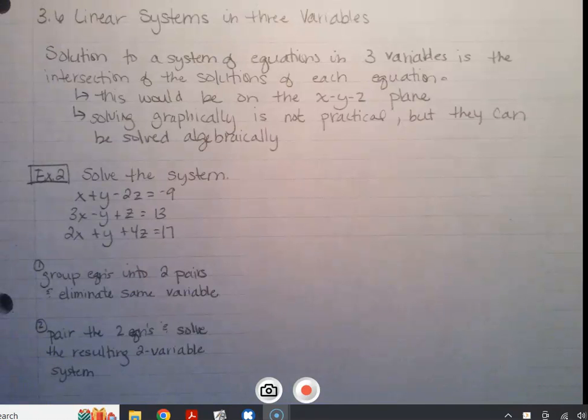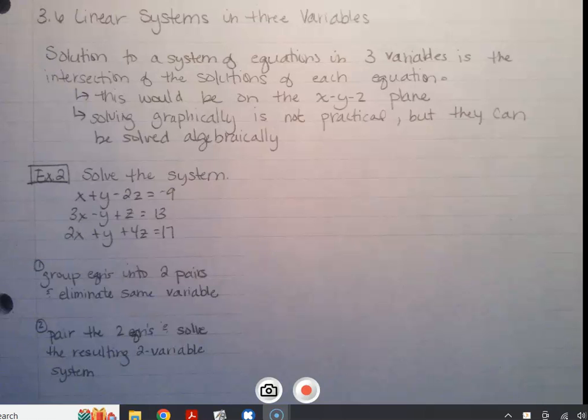Okay, so 3.6, again, it's the last section in this chapter, and we'll have a test on Thursday of this week. So linear systems in 3 variables. Woohoo, isn't that exciting? 3 variables. So we're going to have an x, a y, and a z. We can do this. It's way better than graphing, I promise.